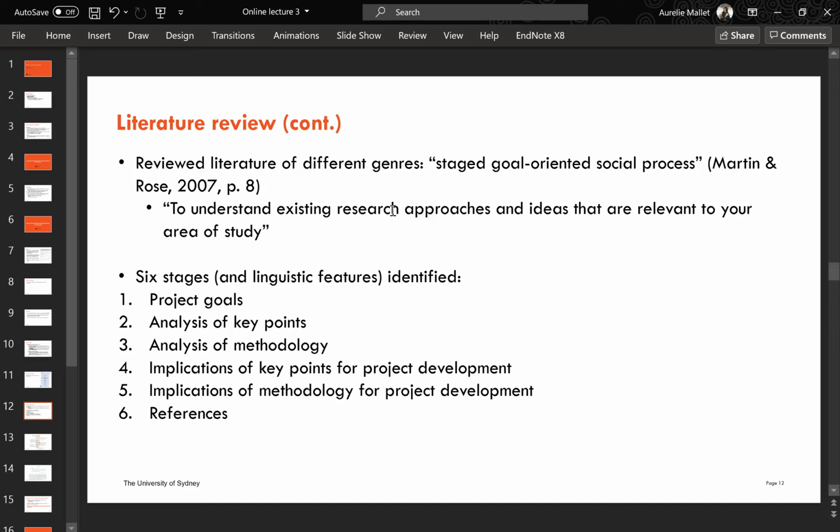When you write an essay, broadly speaking, you'll have an introduction, you will have a body, and then you'll have a conclusion. Well, a literature review for project development also has those stages. It's also written in a specific way, using specific linguistic features. So when you're writing a literature review for project development, the first stage is to write about your project goals, then the analysis of key points, the analysis of methodology, implications of key points for project development, implications of methodology for project development, and the references.